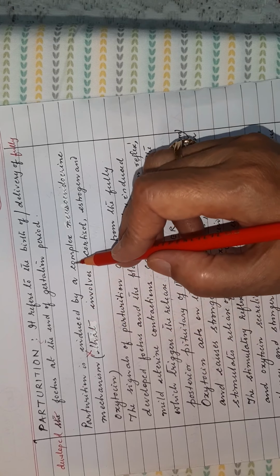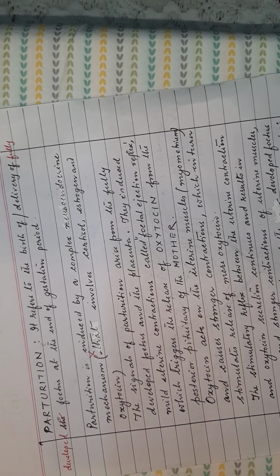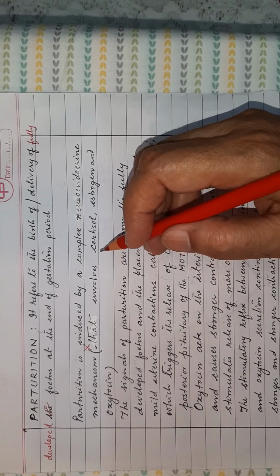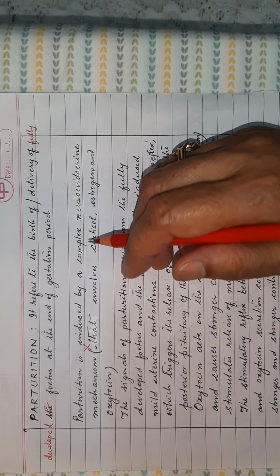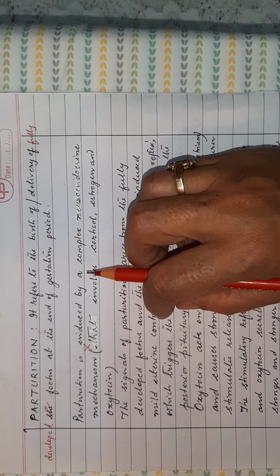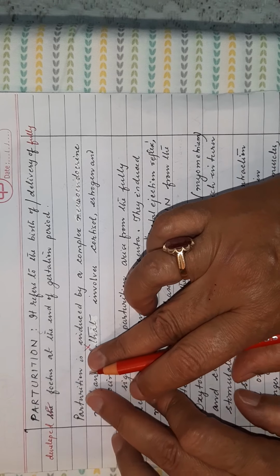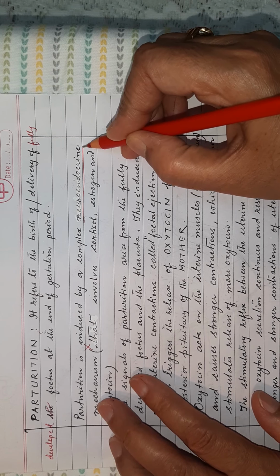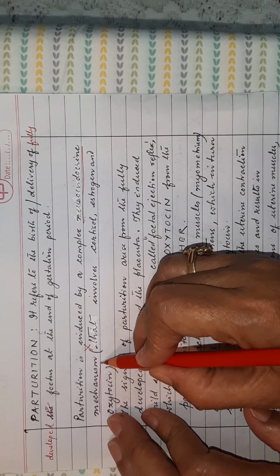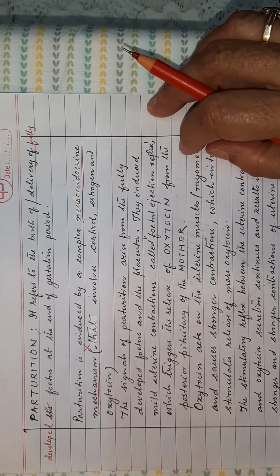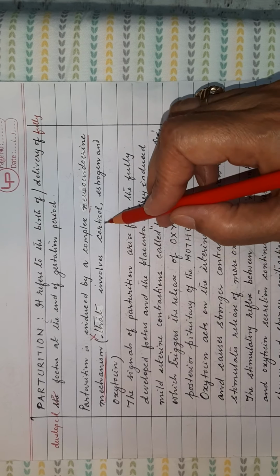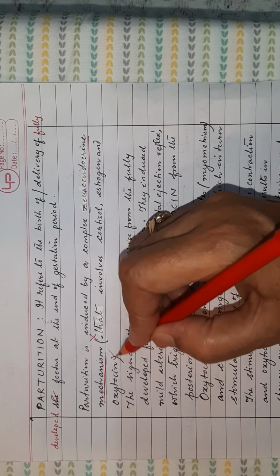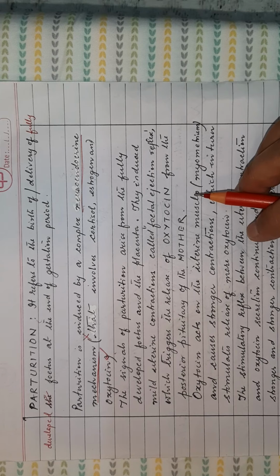Now how does parturition take place? What helps in expelling the child, a fully developed fetus, out of the uterus? Parturition is induced by a complex neuroendocrine mechanism, that means hormones as well as nerves, that involves cortisol, estrogen and oxytocin. So these are the hormones. Oxytocin is very clearly mentioned in your book.